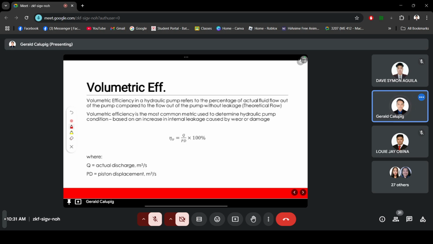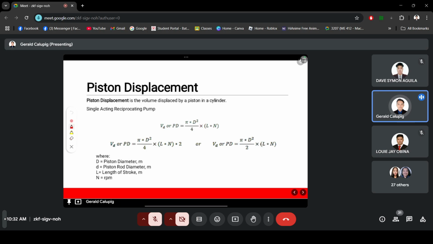We can have our formula for volumetric efficiency is equal to what? Q over PD times 100%, where our Q is actual discharge and PD is piston displacement, right? It is in terms of cubic meter per second for the SI, and you can have also GPM for the English unit, right? Also, you can have that in cubic feet per minute.